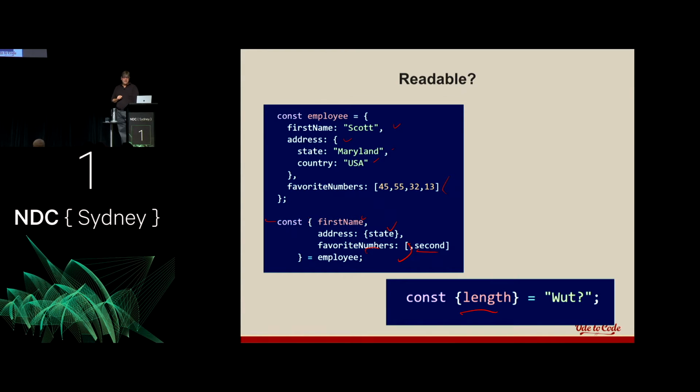Yeah, it's a variable length, and since a string has a length property, we'll be getting the length of that string out of it, which looks to be 4, right? WT question mark, 4 characters.